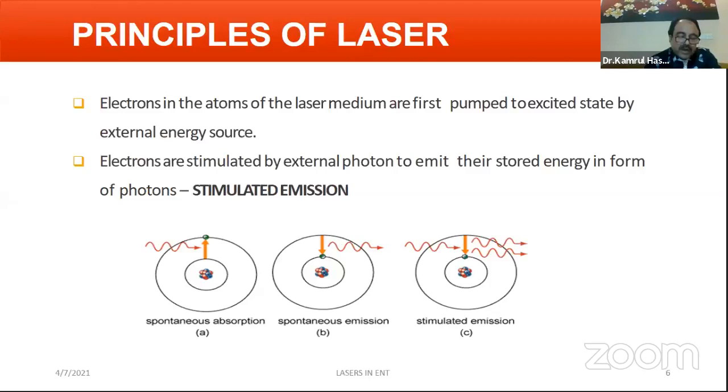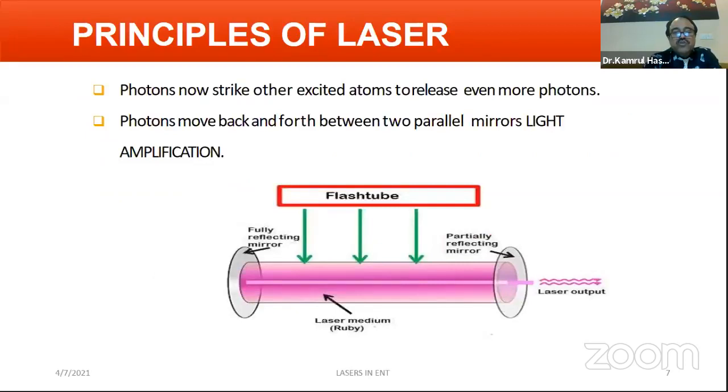Radiation, ordinary light versus laser light. Radiation comes from a conventional light source in ordinary light and is emitted over a wide range of wavelengths. So many wavelengths are there, but laser has a single wavelength. In normal light, intensity is more near the source, but in lasers, the intensity is greater at the end. In contrast, ordinary light has divergence, but for lasers, it is convergence. Electrons are stimulated by an external photon to emit their stored energy as photons. Photons now strike other excited atoms to release even more photons.